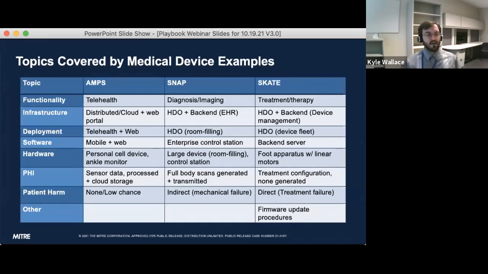Looking at the clock, in the interest of time, I'm not going to go too deep into this slide, but if you want to take a look at it in the recording, this just goes down the list of things that AMP, SNAP, and SCATE individually cover. We tried to highlight the fact that each of these devices really does cover an interesting subset of aspects that we want to cover, from functionality, the type of software that's running on it, the hardware that's running underneath, whether or not it deals with PHI, what the chance for patient harm is. And so if you want to know more about these, I can say read the playbook. Next slide, please.